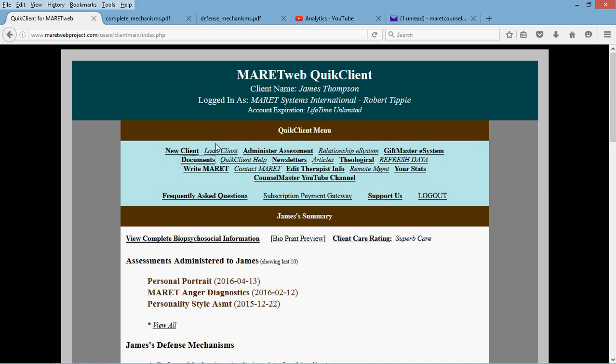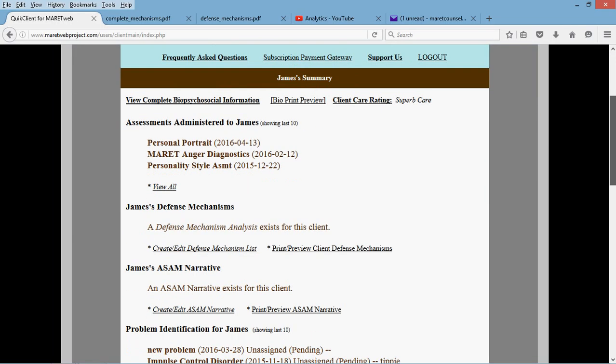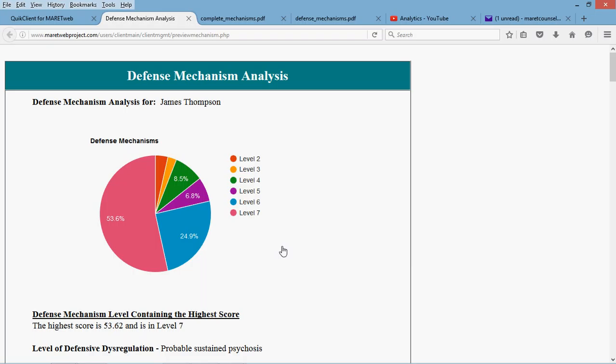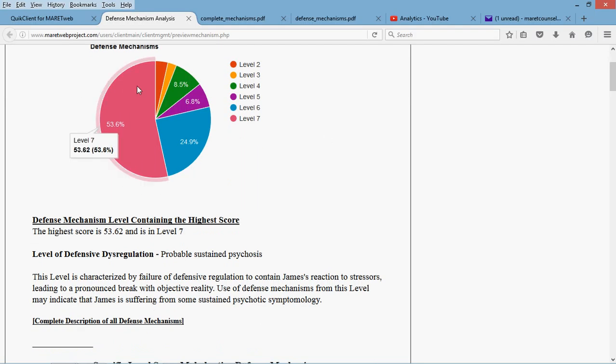So I'm going to go back over to James. I'm going to scroll down, and we're going to look at print preview because you see it says there that one exists for him. Defense mechanism analysis for James Thompson. And you can see that James did not score anywhere in level 1. He only scored in levels 2 through 7. Put your mouse over each one of these sections and it will give you a summary of what area that is.